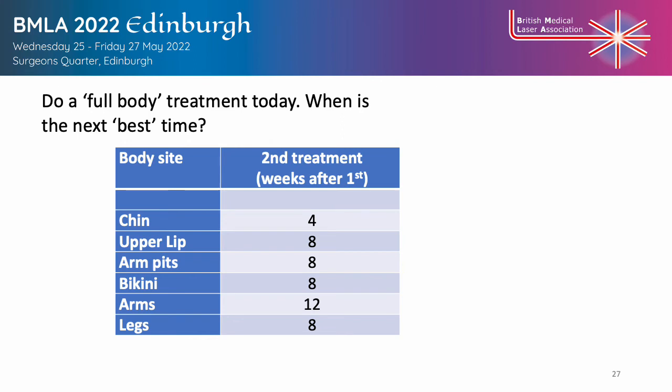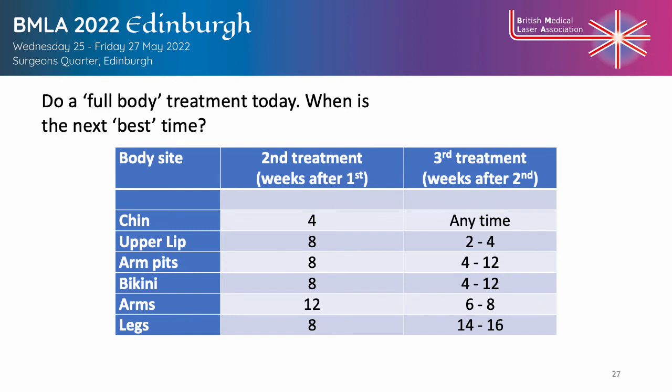If they had these treatments at those times, then the treatment afterwards, the third treatment, would be at these time intervals. So for the chin, it doesn't matter after the second treatment. The upper lip, 2 to 4 weeks after the second treatment. For the armpits and the bikini, you're looking at 4 to 12 weeks. For the arms, 6 to 8, and for the legs, 14 to 16. And this is all because of the durations of the anagen and the telogen phases. It's really not intuitive at all here. It's very confusing. And this is assuming 60% efficiency.